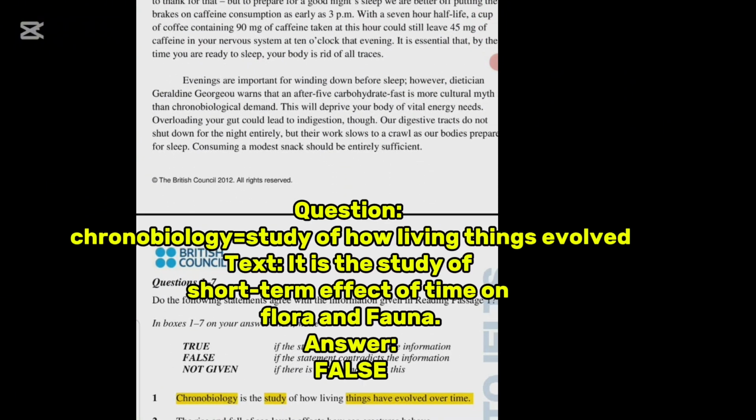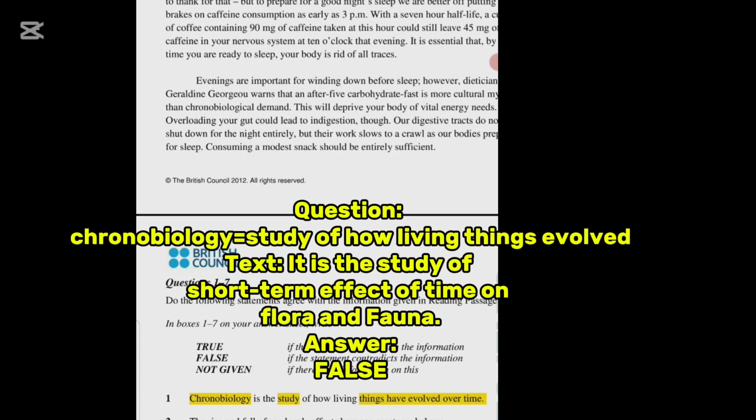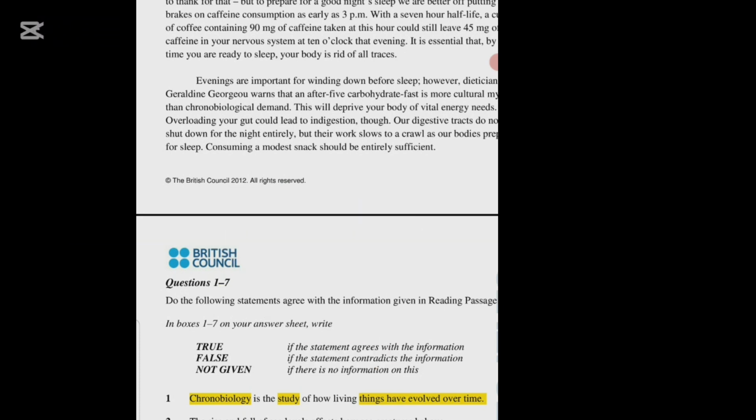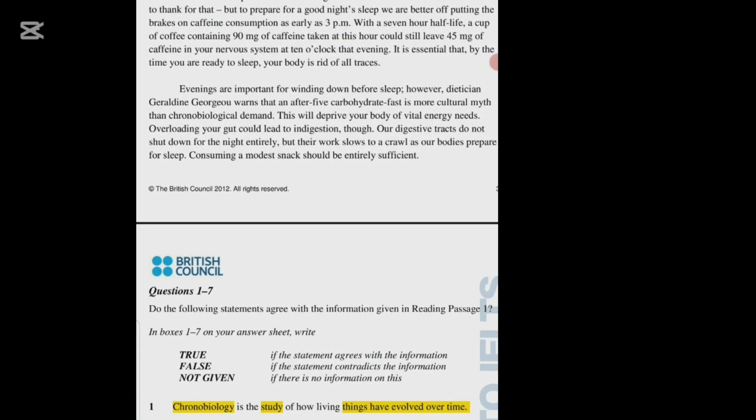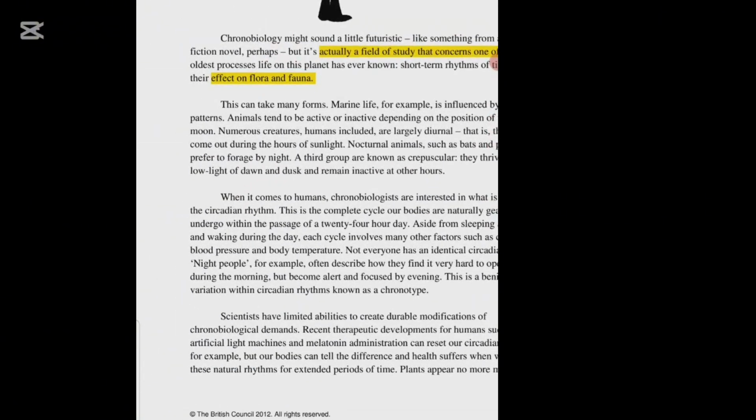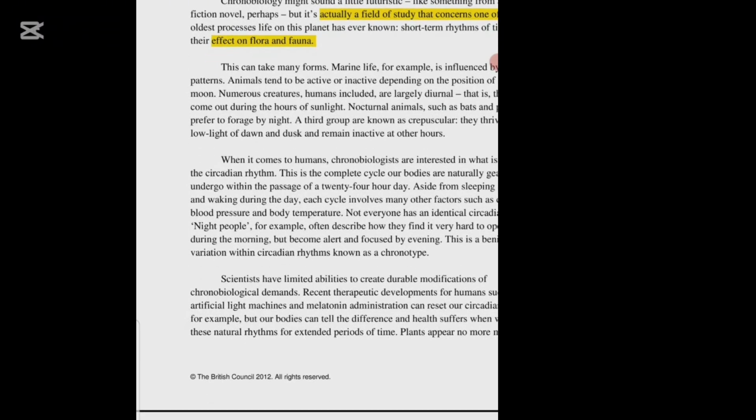So you see, this is a false answer. It gives us a wrong notion about what the study of chronobiology is all about. In the question, we have how living things have evolved over time, and here we have the effect of time on plants and animals. So you see, there are two different things, right?